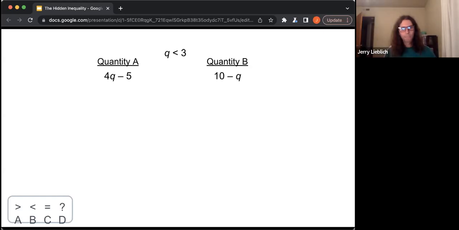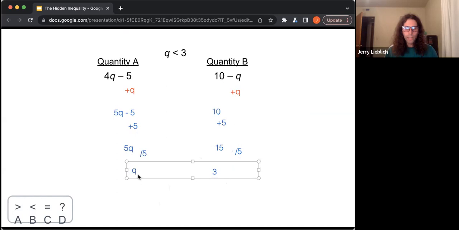Okay. So this is a case where we want to gather our like terms. So let's get our q's together by adding q to both sides. Gives me 5q minus 5 versus 10. And I'm going to add 5 to both sides. Get 5q versus 15. Divide both sides by 5. Get q versus 3.